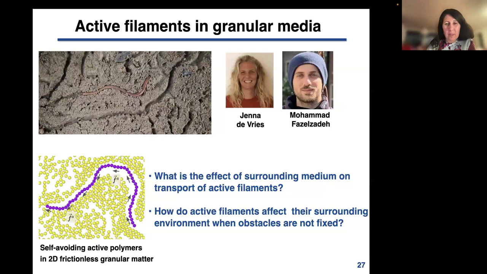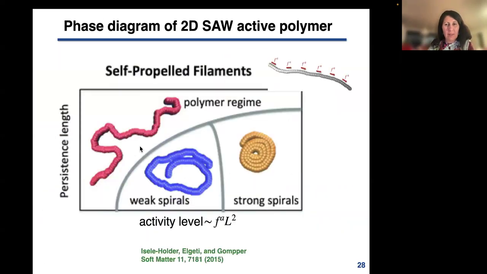Before I go on, there is another difference from what I presented before: here we also consider self-avoiding polymers. We no longer have phantom ones, because we assume they are really 2D objects like in this picture. The phase behavior of this free space polymer changes compared to the ideal chains, and this is taken from the paper of Gompper, Isele-Holder, and collaborators: the phase behavior of active polymers with self-avoidance is different.